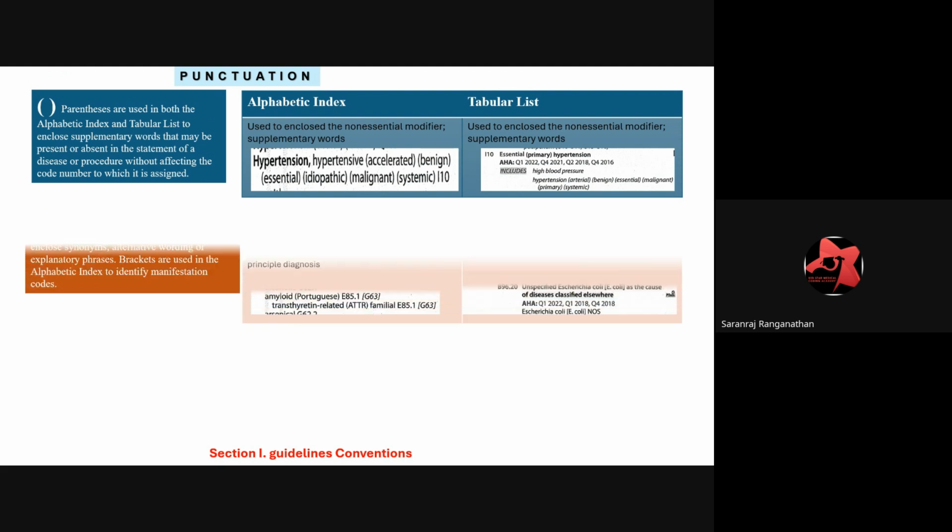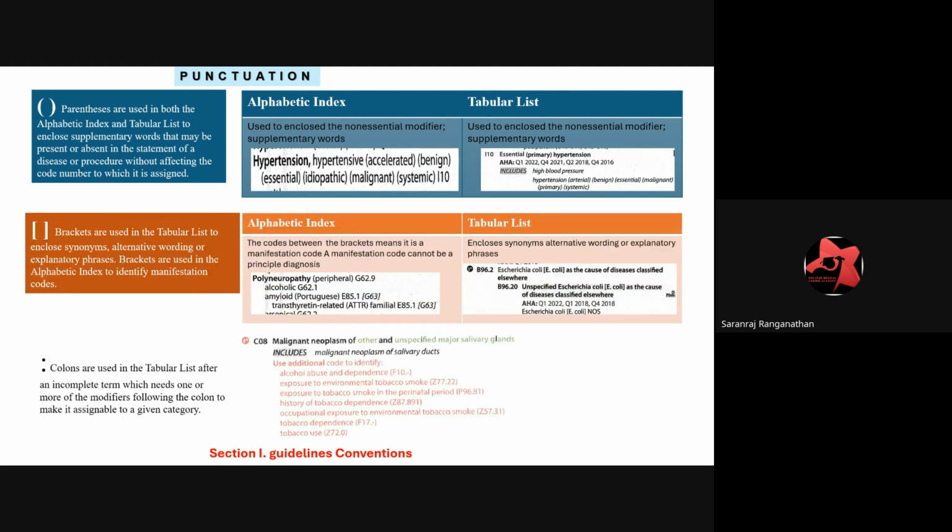Then coming to the next one, some of the symbols you will be able to encounter. One is parentheses in the appendix and the tabular list. Parentheses in the appendix, we can tell, are like supplementary words, alternative words. Other words also we can tell. If you see here, hypertension, you can call it essential hypertension or idiopathic hypertension or malignant hypertension or systemic hypertension. Whatever it is, it is going to be the same hypertension only.